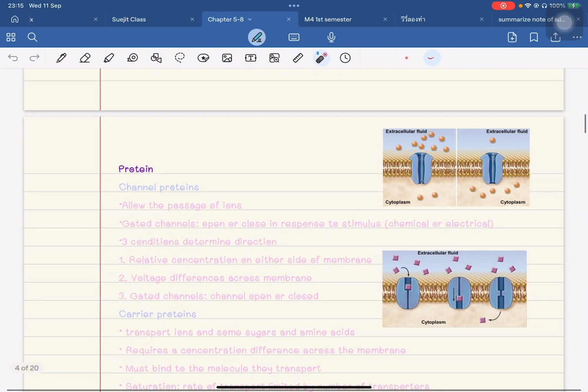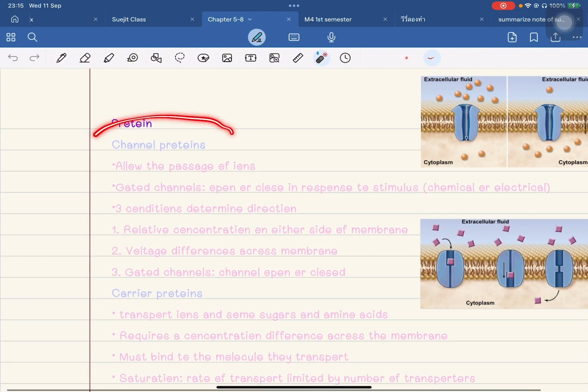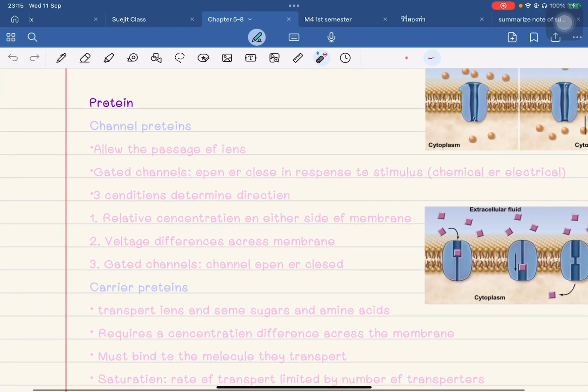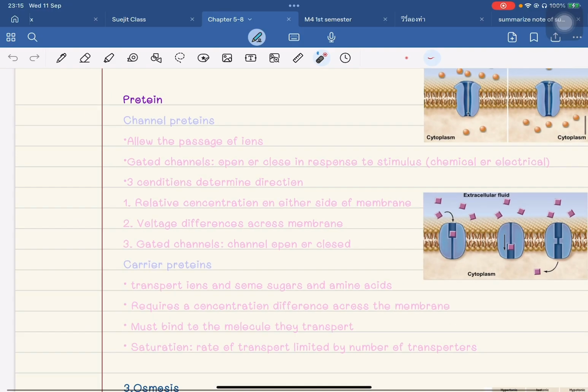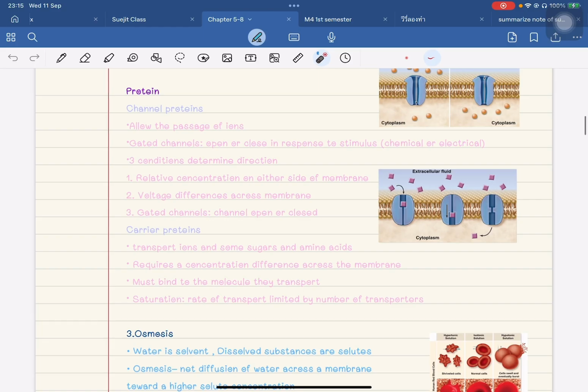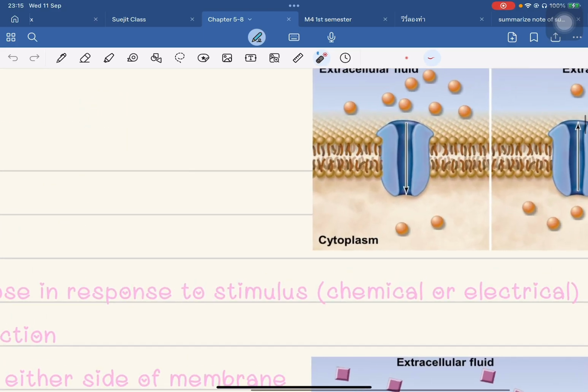We have two types of proteins. The first one is the channel proteins. This one will allow the passage of ions, and the gate channels can open or close in response to a stimulus, which can be chemical or electrical. The channel proteins are kind of like a tube that lets the molecules go through it, something like that.